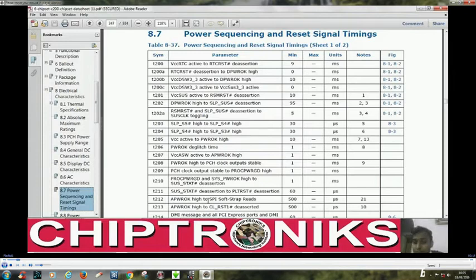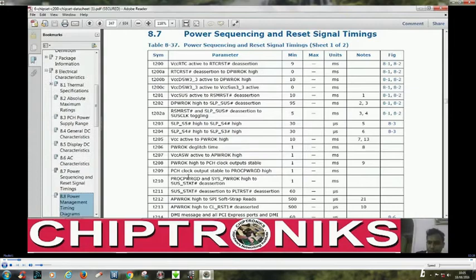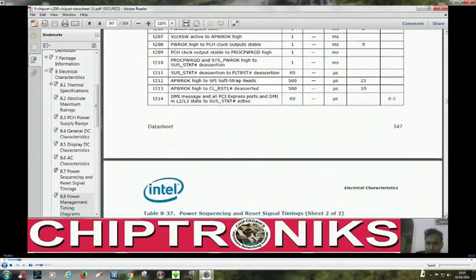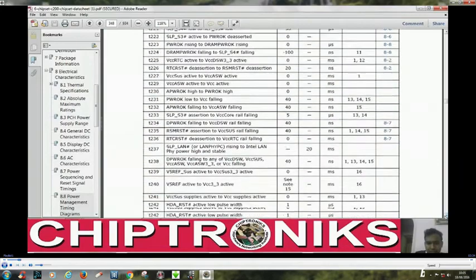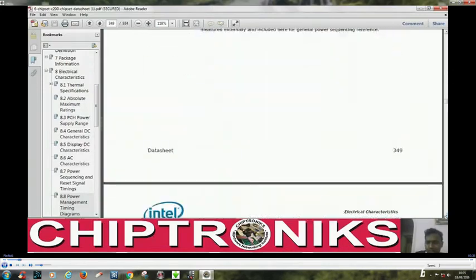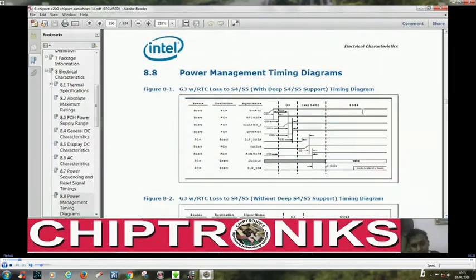Because what are the general faults in the motherboards? Either they are dead, or they do not start properly, or they restart after some time. So all these problems are related to the power sequencing. Alright, so let's go down over here in this page and let's see the power sequencing and reset signal timing of Intel Series 6 chipset.